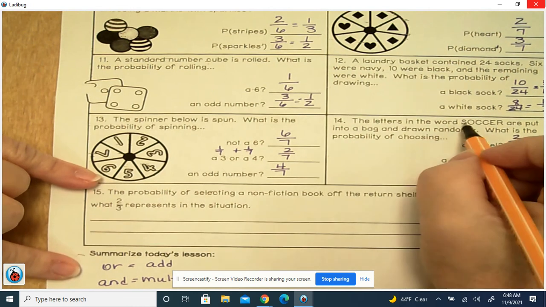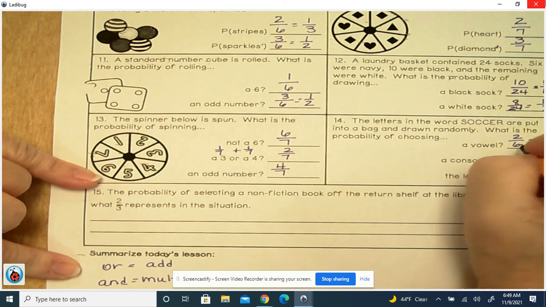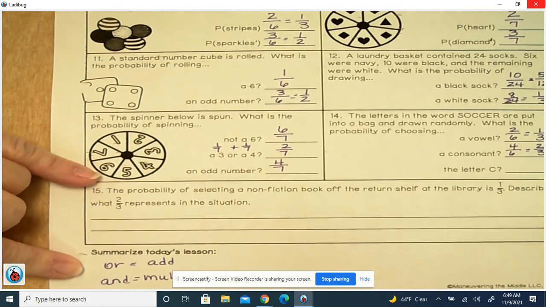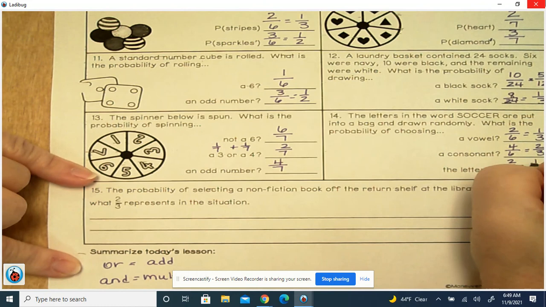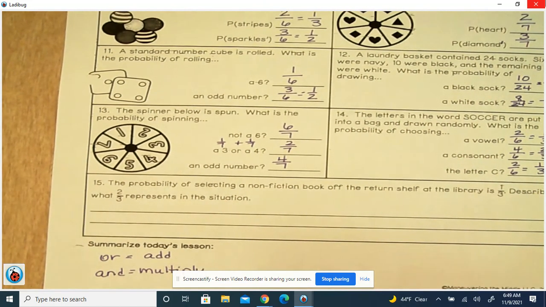A consonant. We got 1, 2, 3, 4 out of 6. And that reduces to 2/3. The letter C is 2 out of 6. And that is 1/3.